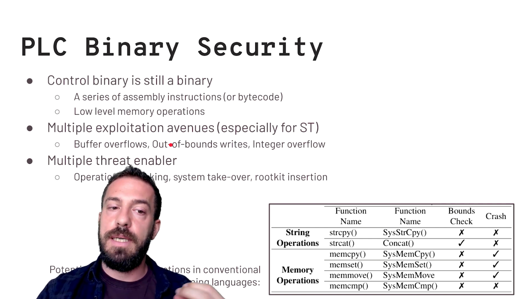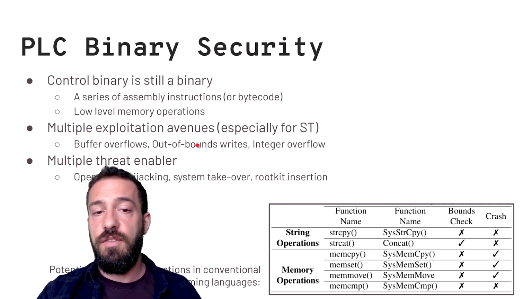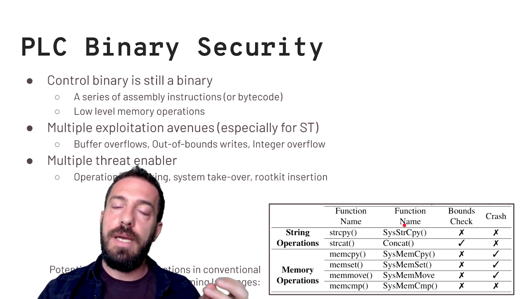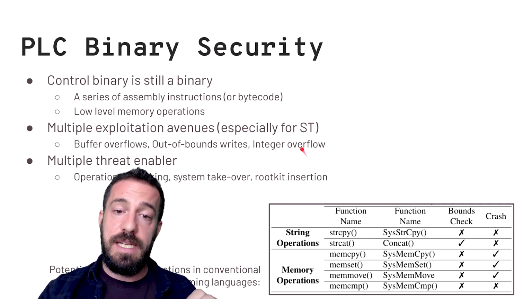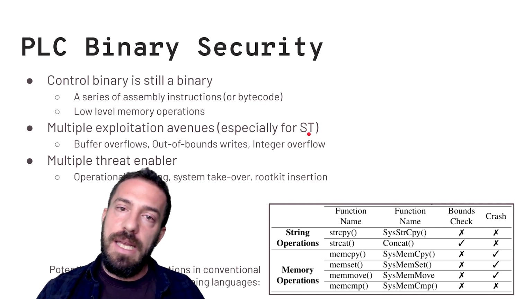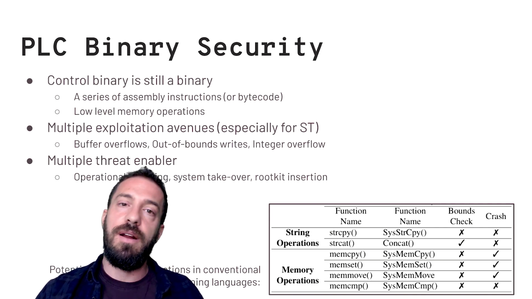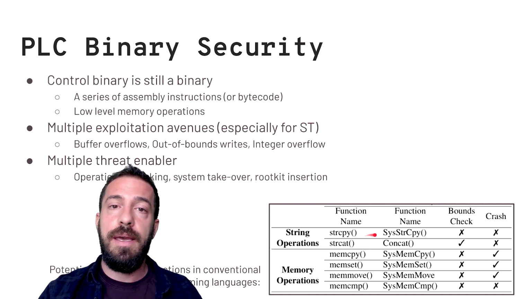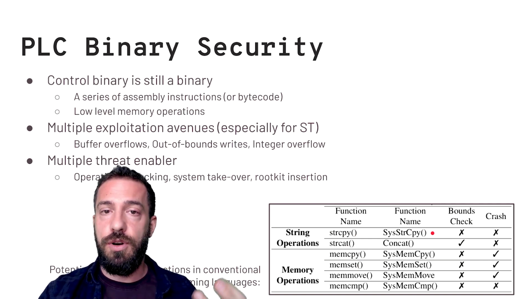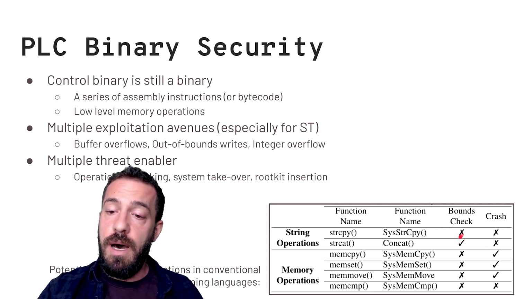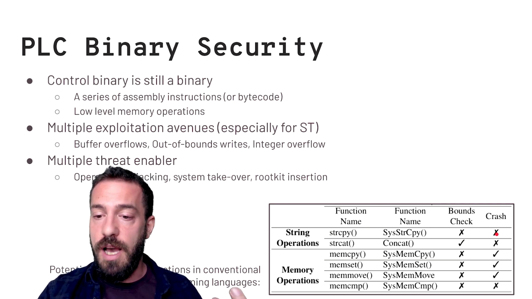For example, buffer overflows, out-of-bound writes, integer overflow are still applicable to some extent, especially for structured text that looks like regular languages. It also brings vulnerabilities from regular languages. Memcopy, string copy, these functions have been notorious for causing security problems. Maybe they don't have bounds checks, and that's why they may lead to a crash or not.